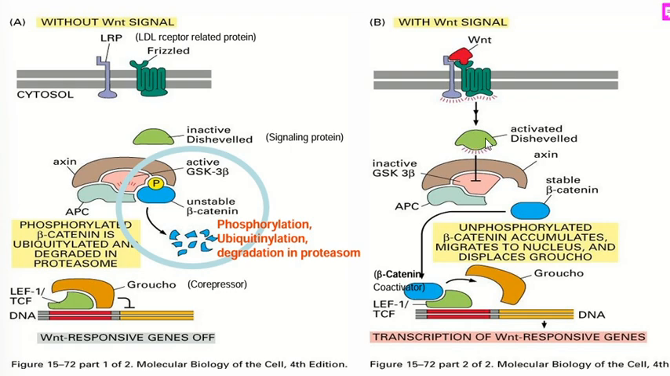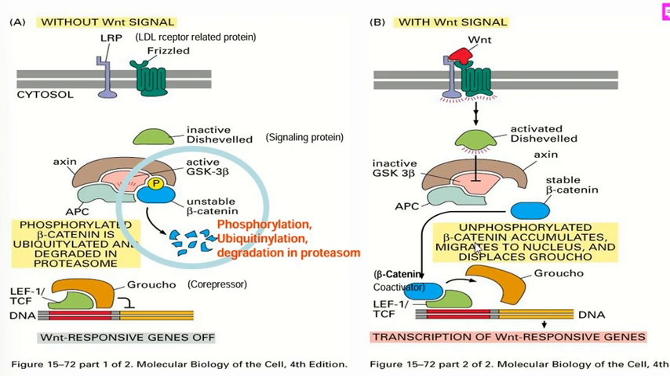When WNT is bound with the receptor and co-receptor, this pathway switches on and activates Disheveled protein, which deactivates the GSK3 beta. As a result, the destruction complex becomes inactive and the GSK3 beta cannot phosphorylate beta-catenin. As a result, beta-catenin becomes stable and remains unphosphorylated.